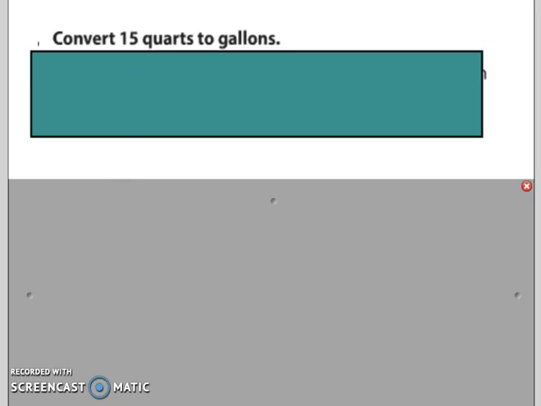We have 4 quarts and 1 gallon. And we're going to make a proportion where we have 15 quarts, and we're trying to determine how many gallons. Now I want you to pause the video and try cross multiply and divide.